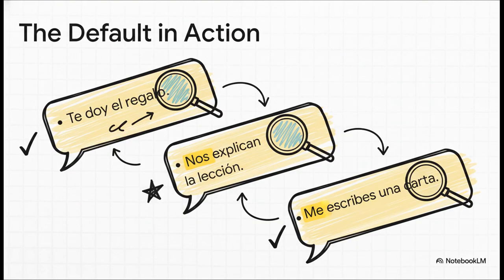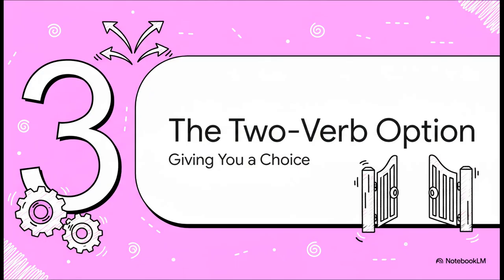Let's see it in action. Look at te doy el regalo. The main verb is doy, so te sits right in front. Same thing with nos explican and me escribes. See the pattern? The pronoun always comes right before that action word. All you have to do is find the conjugated verb and pop the pronoun right in front. Okay, so that's the home base rule.